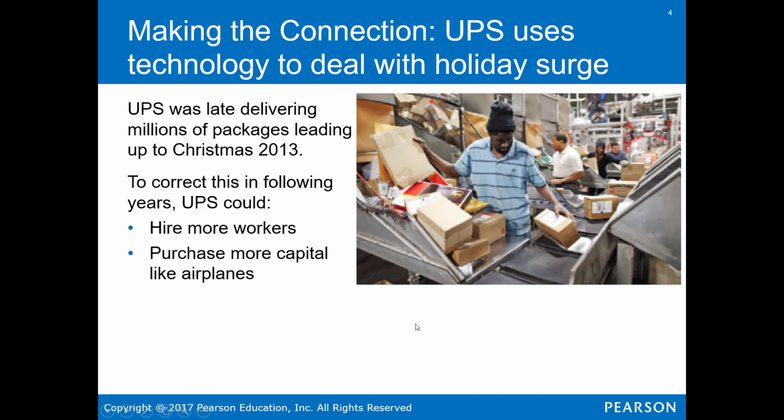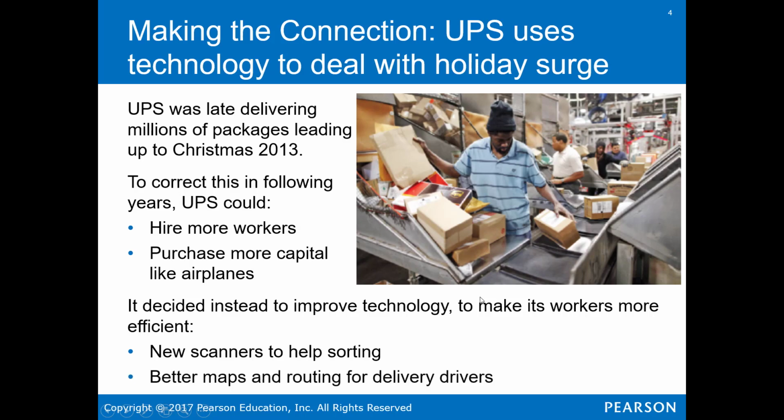Let's talk about this in the real world. UPS was late delivering millions of packages leading up to Christmas in 2013. To correct this, in the following years, UPS could hire more workers, purchase more capital like airplanes. Instead, they decided to improve technology, to make its workers more efficient. They got better scanners to help with sorting and better maps and routing for delivery drivers.